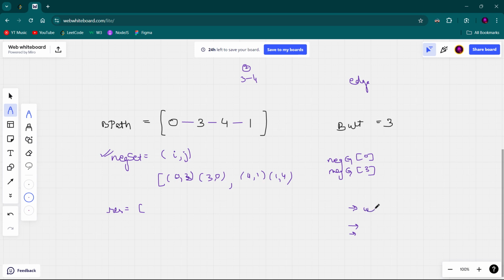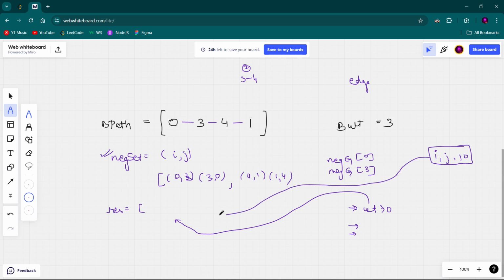If the weight in the starting was greater than 0, then I am going to take it as it is in my result. Suppose a node i or j has a value of 10, then I am not able to change this in my result. I have to put this as it is in my result.